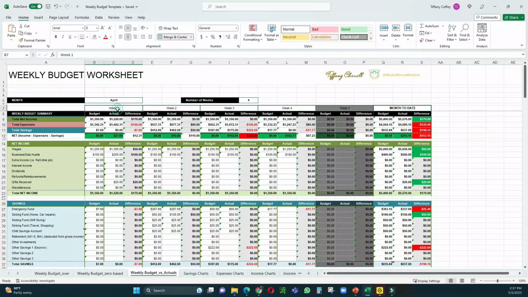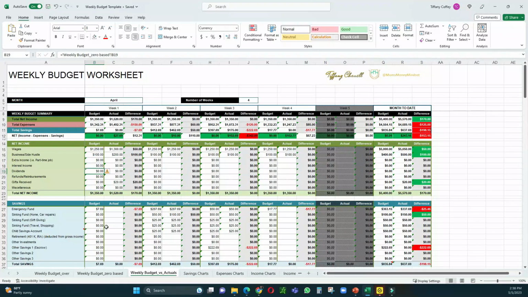All this is showing you for week one is what we budgeted, which is exactly the same as on the prior sheet here, right? Versus what we actually spent. That's the only difference, along with the difference between what we budgeted versus what we actually spent. So that is what you see here, all right? You do not need to type in your budget numbers. As you can see, these cells are referencing the weekly budget zero based.